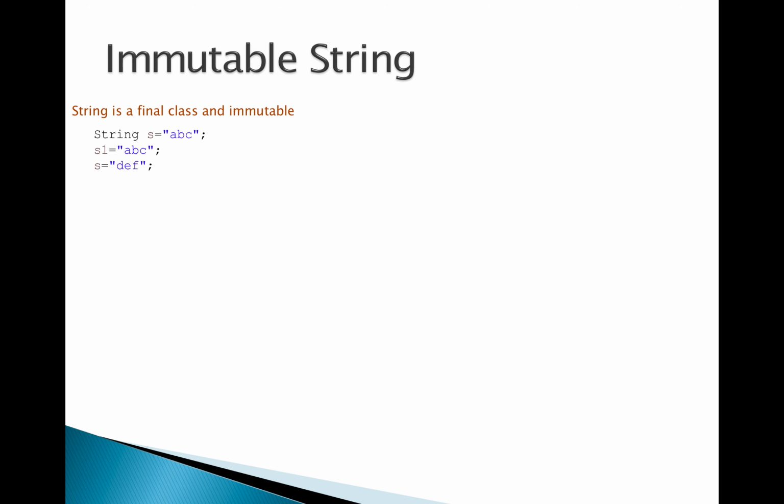But here s is equal to abc and I'm able to change s to def, right? So how come it is immutable? How are we able to change the value of s? As strings are immutable, how can we change this? It should not be possible, but actually it is possible. You can change the values of s. So then how do we say that it is immutable?